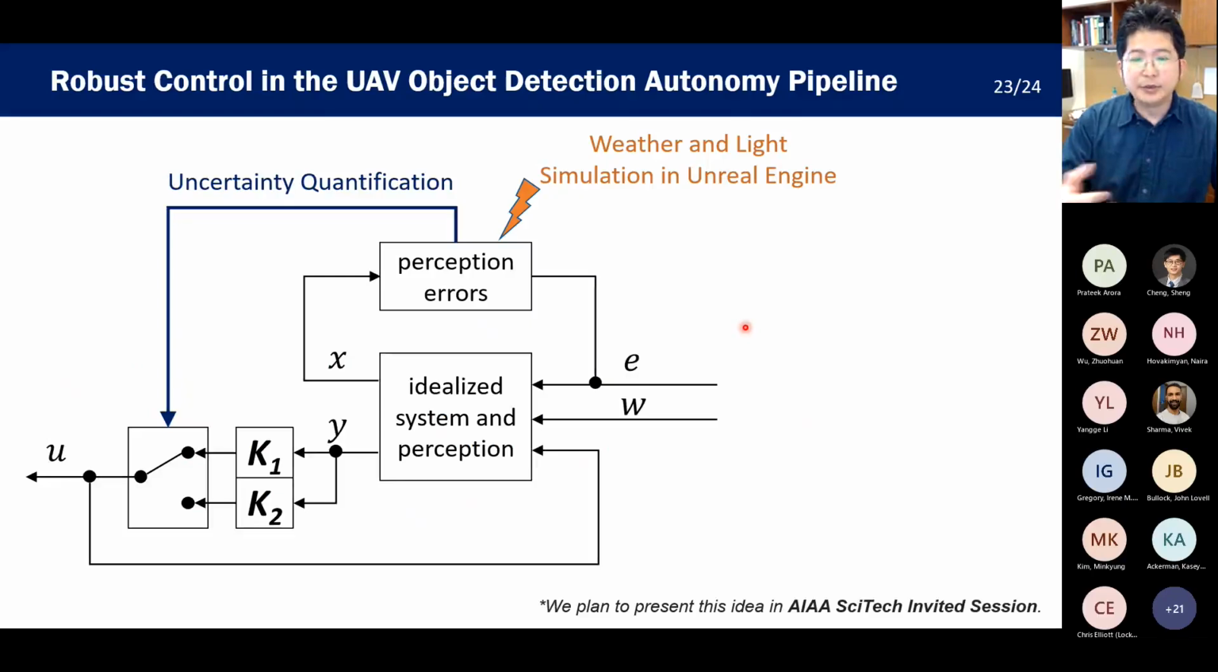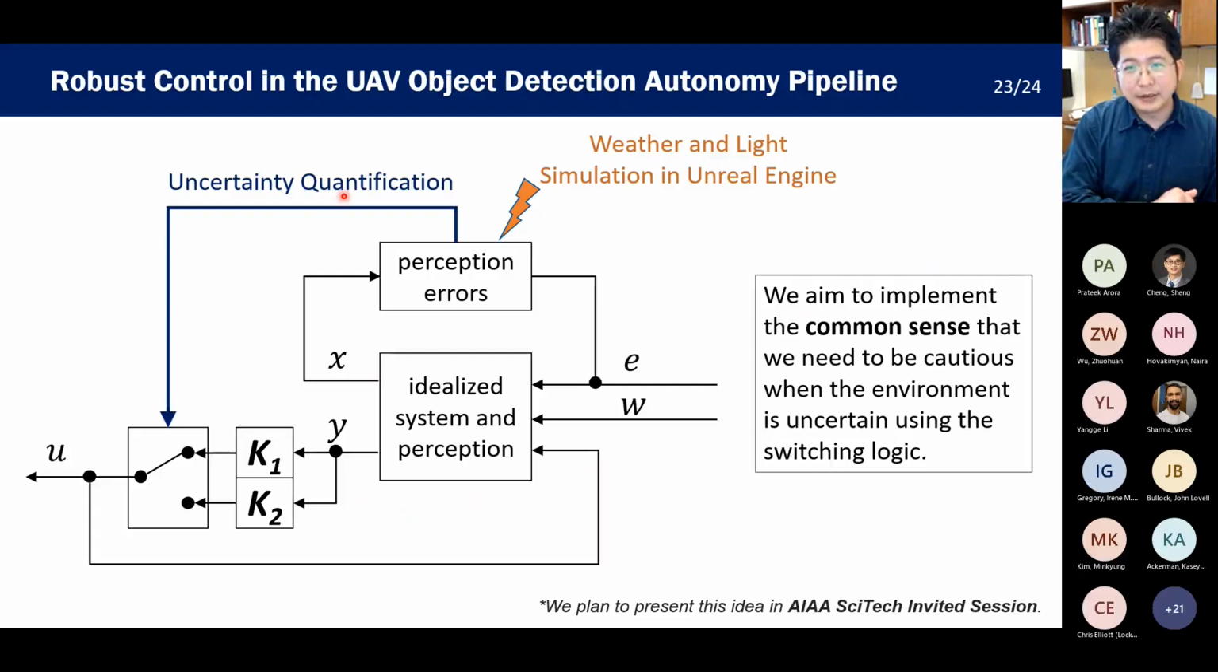And then the idea is similar to the simplex architecture studied by Professor Louis. The idea is that we want to have 2 different robust controllers with different sensitivity against the error in the perception, and we will use a simulation to set different weather conditions, different lighting conditions, and then we will borrow the tool developed by machine learning researchers in uncertainty quantification. And then it is simple.